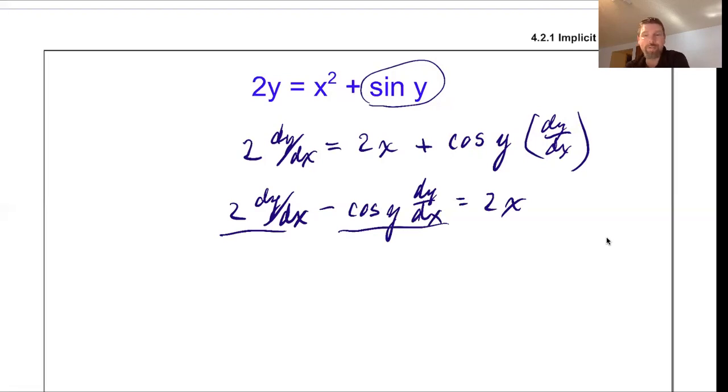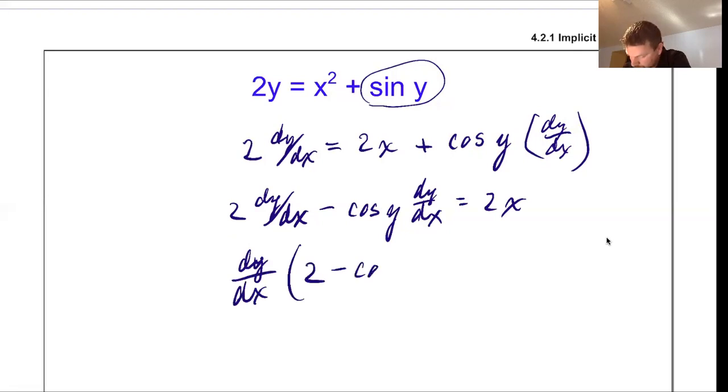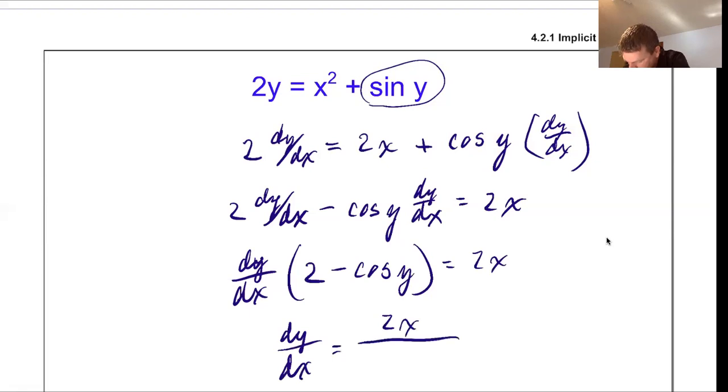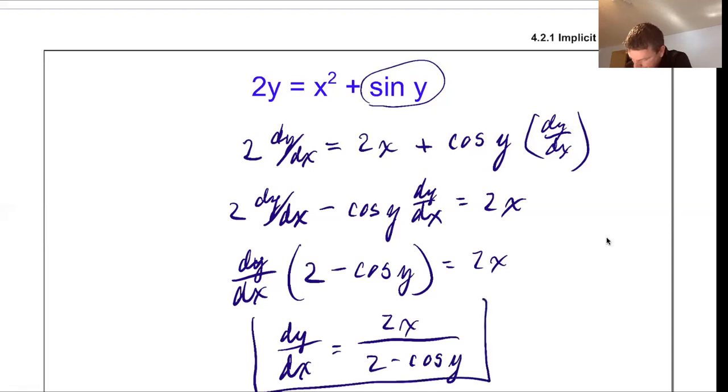I've got 2 terms there. Both those terms happen to have a dy/dx, so factor the dy/dx out. If I factor a dy/dx out, I'll be left with a 2 from the first term minus a cosine of y from the second term. That'll equal 2x. I wanted to figure out dy/dx, so get it by itself by dividing. dy/dx would be 2x divided by 2 minus a cosine of y. There it is.